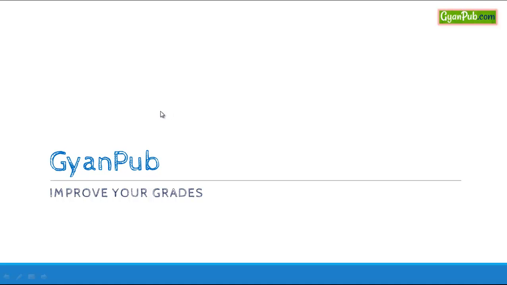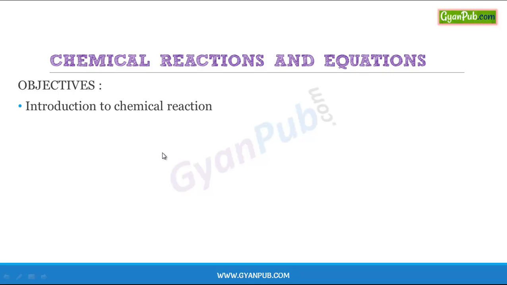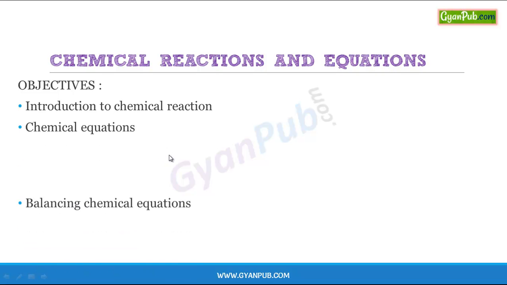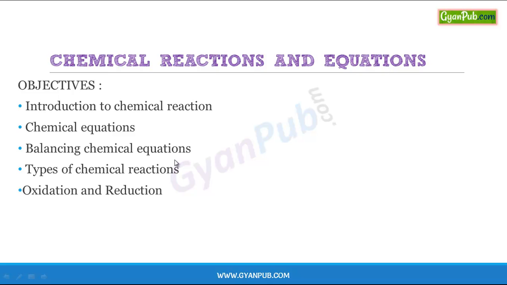Today, in this session, we are going to learn about the chapter Chemical Reactions and Equations. In this chapter, we are going to cover the following objectives: Introduction to Chemical Reaction, Chemical Equations, Balancing the Chemical Equations, Types of Chemical Reactions, and Oxidation and Reduction. Now let us discuss the introduction to chemical reaction.